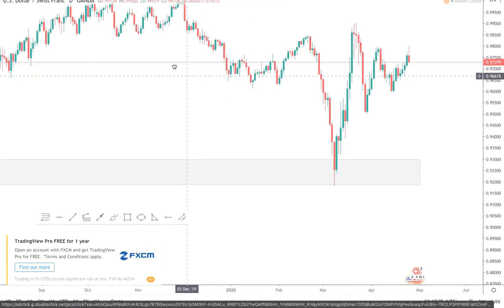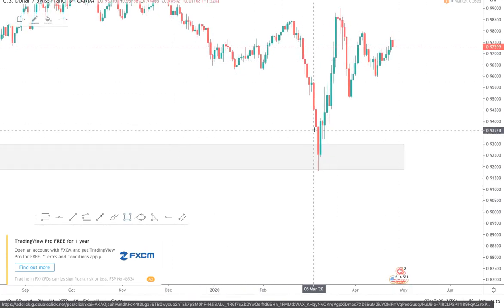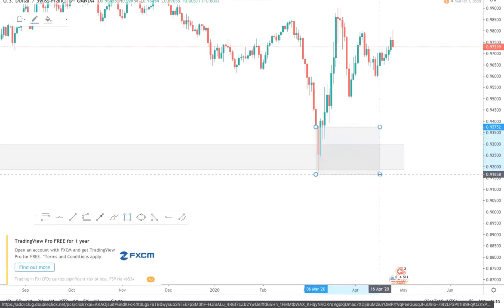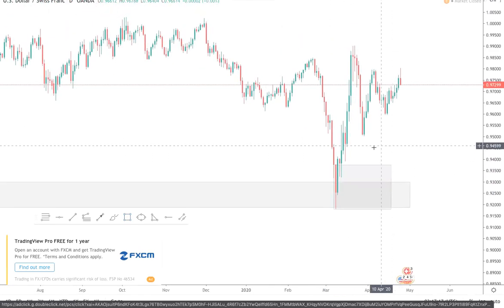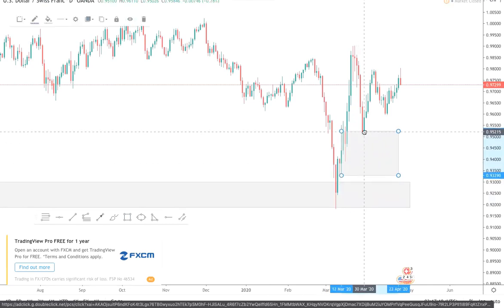Another good example, I just want to show you back and forth. You can just go ahead and practice it on your own. Another good example is this. The market came all the way back to that area. After this order block was confirmed, the market came all the way back to retest it and pushed up. Another good one was around this area.